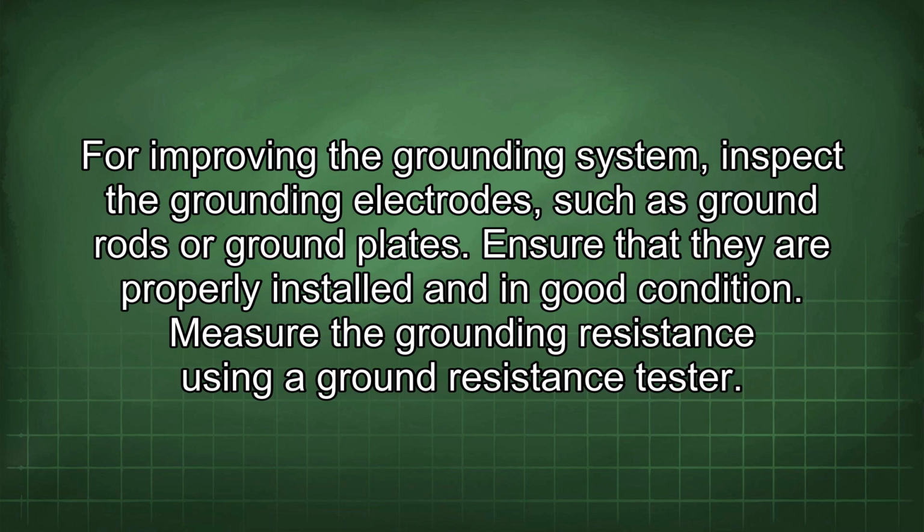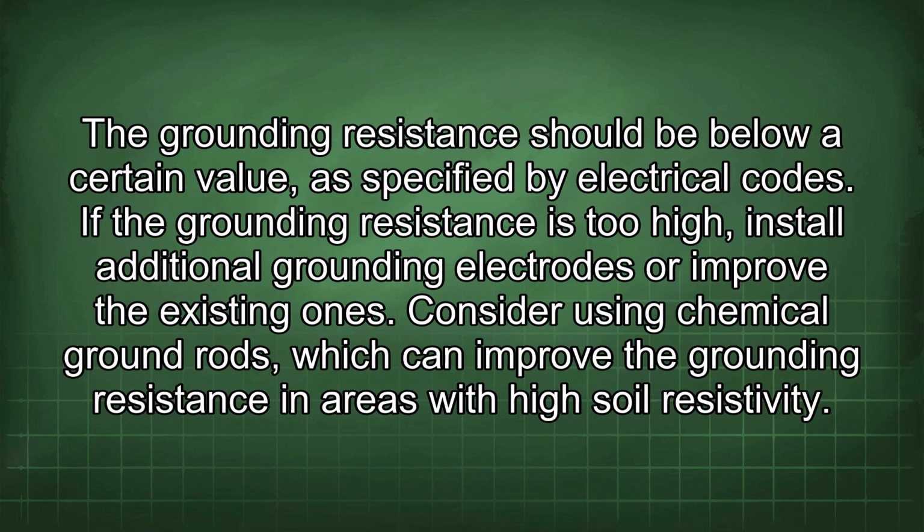For improving the grounding system, inspect the grounding electrodes, such as ground rods or ground plates. Ensure that they are properly installed and in good condition. Measure the grounding resistance using a ground resistance tester. The grounding resistance should be below a certain value, as specified by electrical codes. If the grounding resistance is too high, install additional grounding electrodes or improve the existing ones.